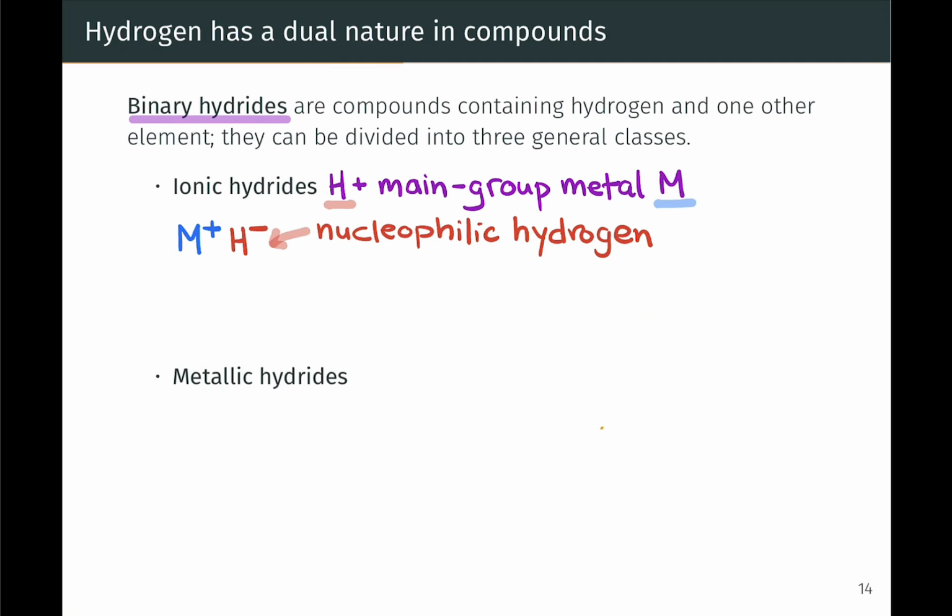And so in the compound, what we have is really an ionic compound with a metal cation paired with the hydride anion, H-. And that hydride anion is nucleophilic, Lewis basic and Bronsted basic hydrogen. Examples of this would be compounds like lithium hydride, LiH, sodium hydride, NaH, magnesium hydride, MgH2, things like this. That nucleophilic hydrogen is going to want to donate its pair of electrons to a Bronsted acid or Lewis acid, for example, in the ionic hydrides.